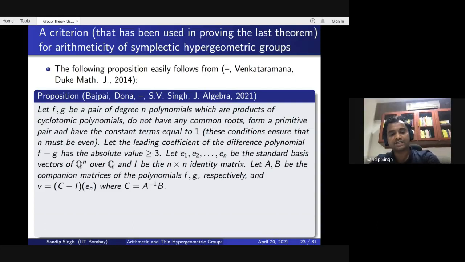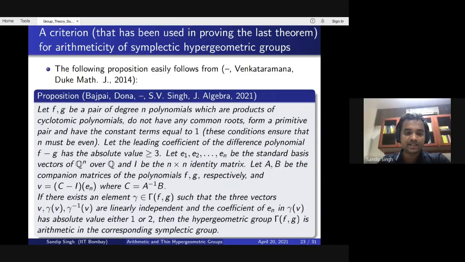Let C be A inverse B, an n by n matrix, and I am subtracting the identity matrix, so C minus identity of En. If you see, C is an n cross n matrix whose diagonal entries are 1, and only the last column entries are non-zero; other entries are 0. So C minus identity has only the last column non-zero. This vector v is the last column vector of the matrix C minus identity, where C is A inverse B.